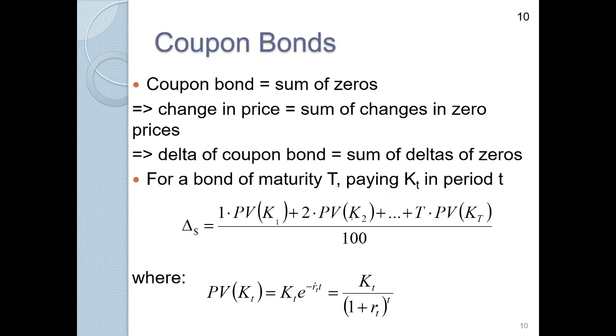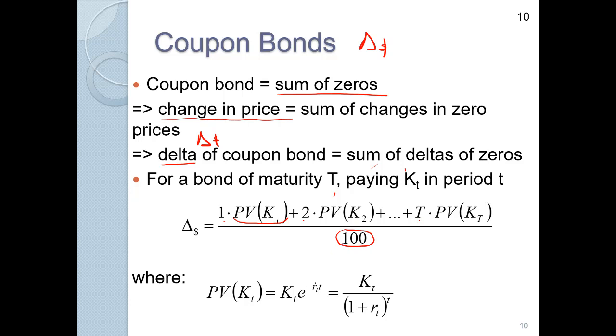We're going to see how to compute the delta dollar for a coupon bond. A coupon bond is basically a sum of zero coupon bonds. So hence, the change in price is going to be very easy to compute. We're just going to take the sum of the changes in zero prices. So basically, the delta dollar of a coupon bond is going to be the sum of individual deltas. For a bond with maturity T, you take each one of the PVs of the cash flows and multiply it by the time when it's going to be paid. And then at the end, you divide by 100.